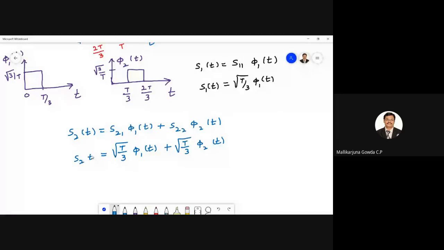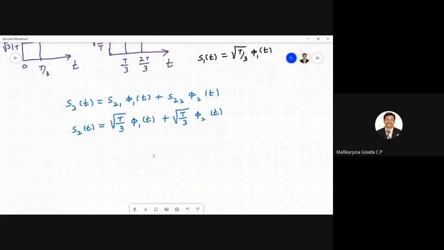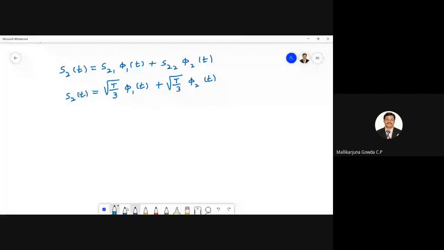So similarly, the third signal, that is S3 of t. Just quickly, can any one of you say what I can write for S3 of t? S3 of t, similar to S2 of t, is S31 pi 1 of t plus S32 pi 2 of t plus S33 pi 3 of t. So just substitute the values of S31, S32 and so on, and you can express S3 of t.